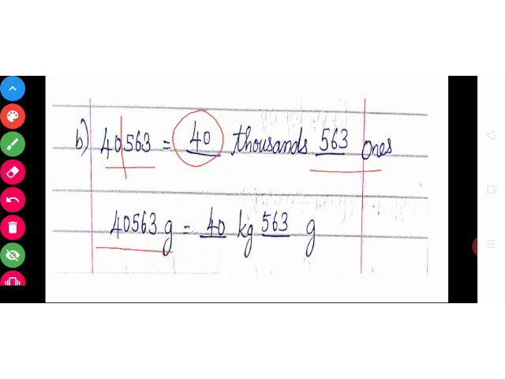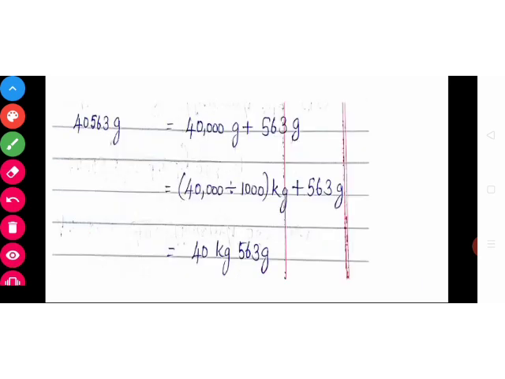And then look at another one. 40,563 gram. You want to convert into kilogram and gram. How to convert? So this 40,563 gram you can split and write 40,000 gram plus 563 gram. So this gram you want to convert into kilogram. What do you do? You want to divide by 1000 within the sum. So 40,000 divided by 1000. So change the unit to kilogram. And then plus 563 gram.